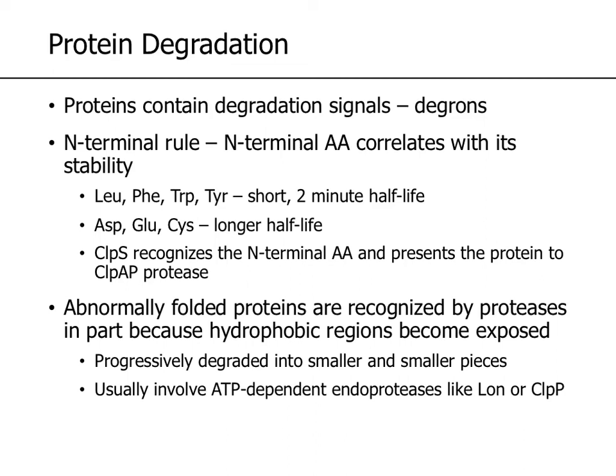A lot of the proteases, you'll notice, are called Clp, so "clip." We'll see some of the other names on the next slide. ClpS recognizes the N-terminal amino acids and presents the protein to the ClpAP protease. Again, like we saw in the diagram before, abnormally folded proteins are recognized by the proteases, in part because the hydrophobic regions become exposed. The cytoplasm is a wet environment, right? So if the hydrophobic regions are sticking out, there's something wrong with that protein. The proteases will recognize that and start chopping them up.